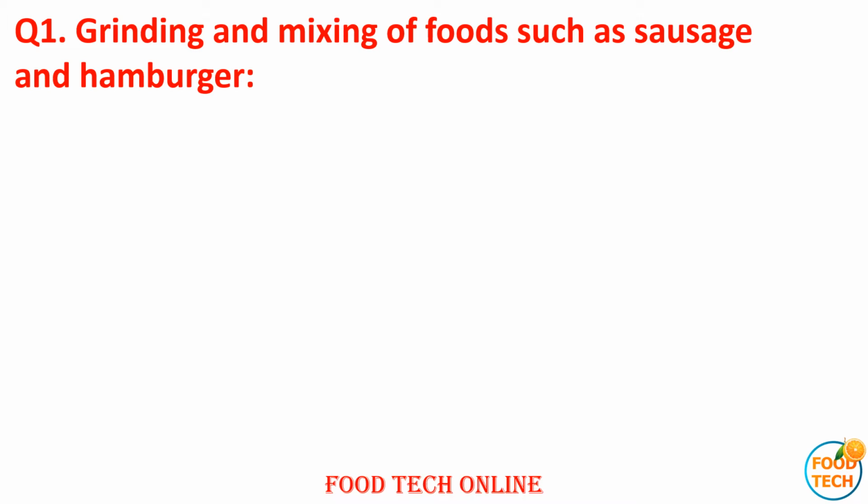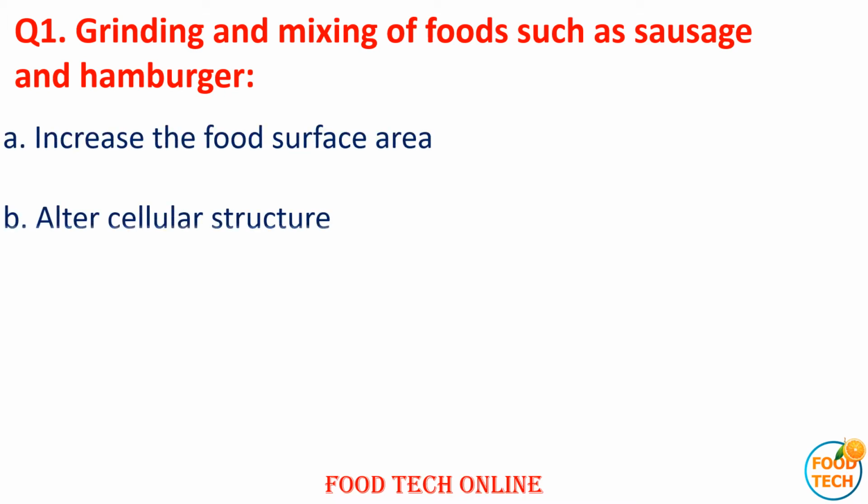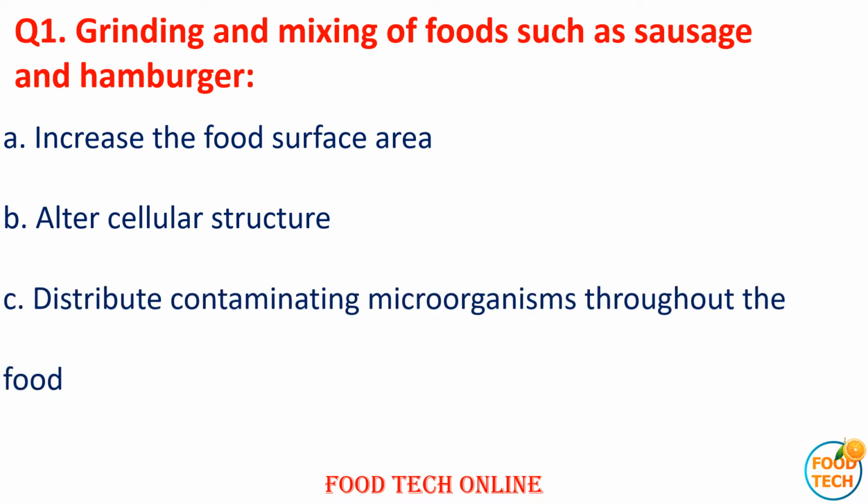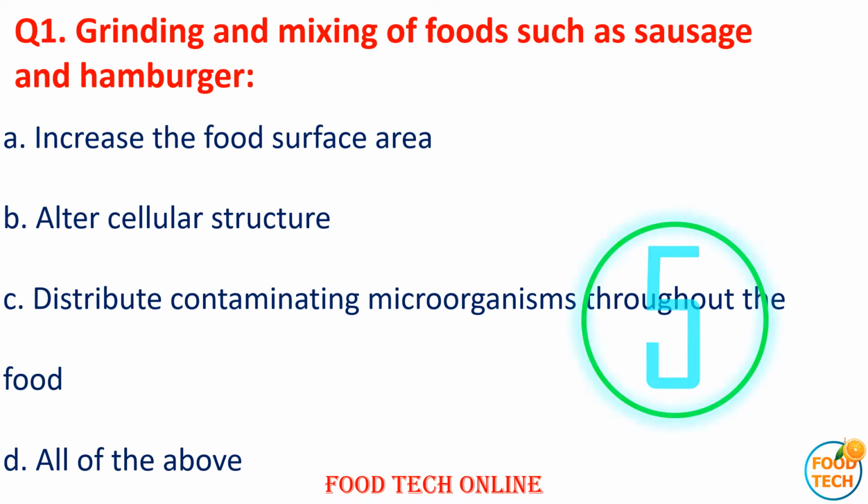Question 1. Grinding and mixing of foods such as sausage and hamburger: A. Increase the surface area. B. Alter cellular structure. C. Distribute the contamination of microorganisms throughout the food. D. All of the above. Answer D. All of the above.